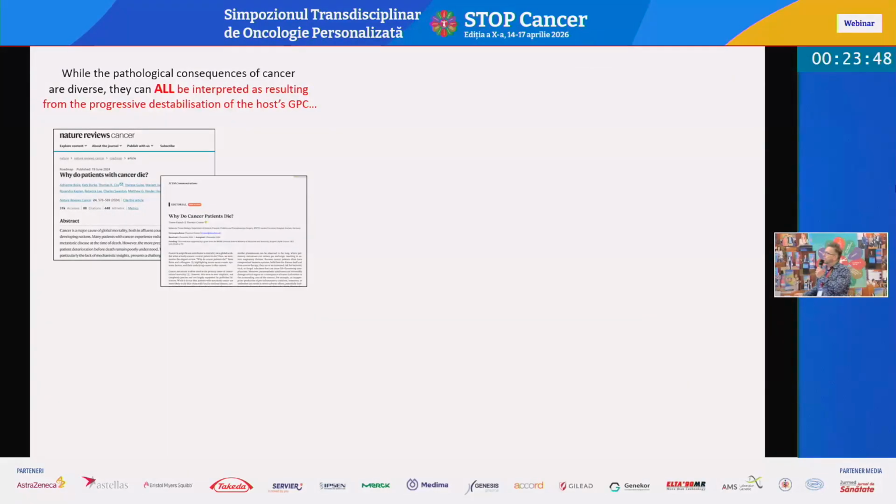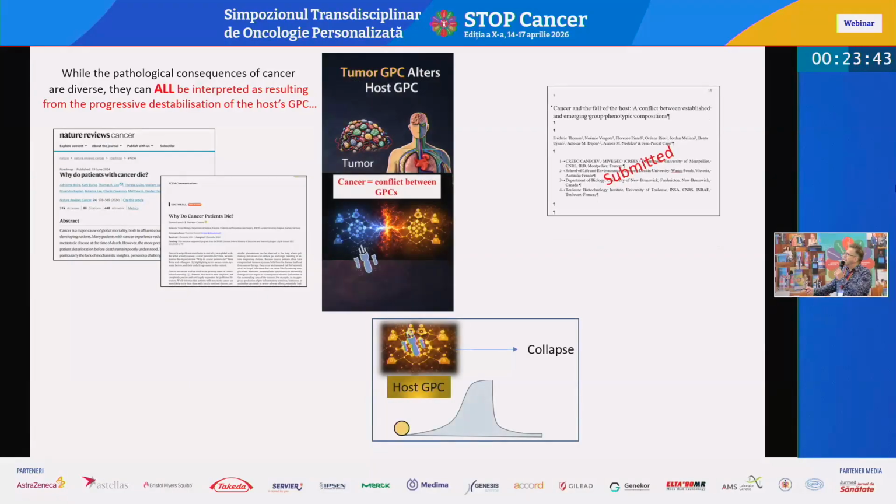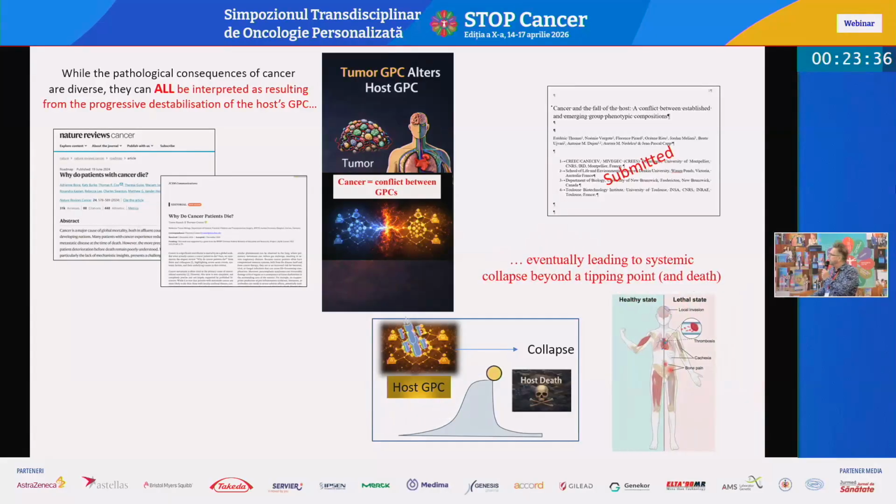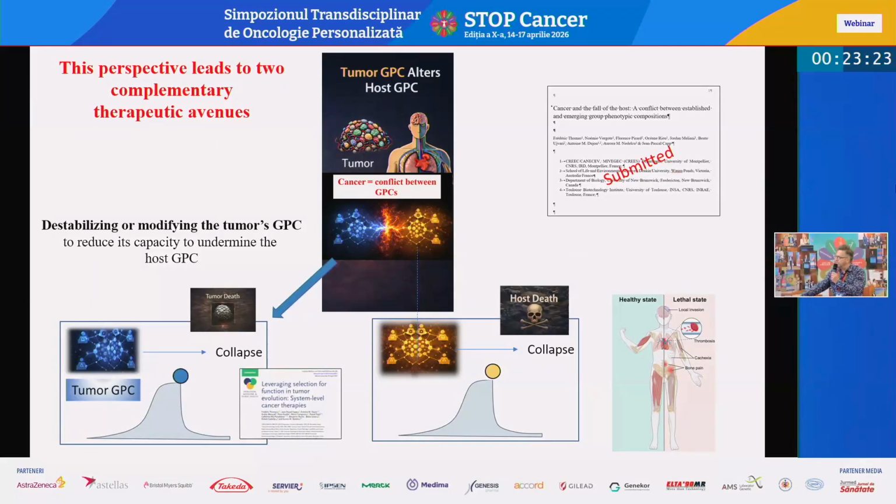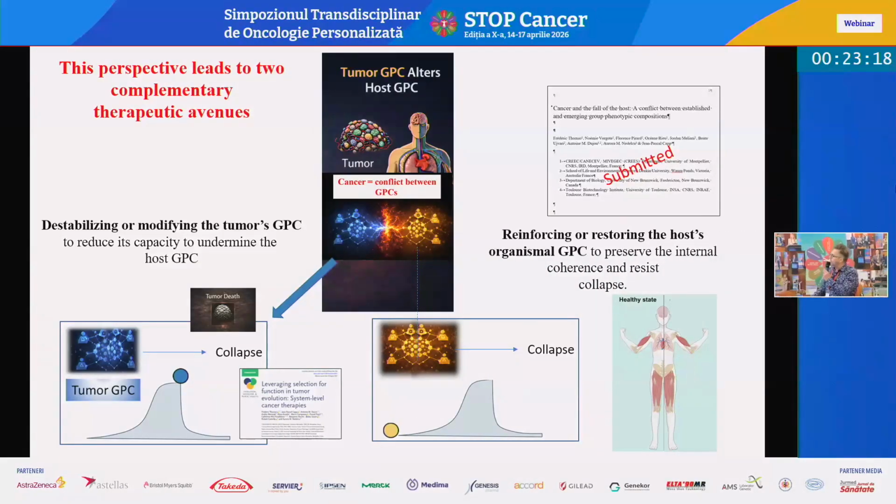While the pathological consequences of cancer are, as you know, very diverse, in fact, they can all be interpreted as the result of the progressive destabilization of the host GPC by the tumoral GPC, eventually leading to the systemic collapse of the host GPC beyond a tipping point, and this is the death of the host due to cancer. So it means that from a therapeutic point of view, we should of course target the GPC of the tumor to bring it toward the tipping point, but we should also reinforce and restore the host GPC to preserve internal coherence and to resist a collapse.